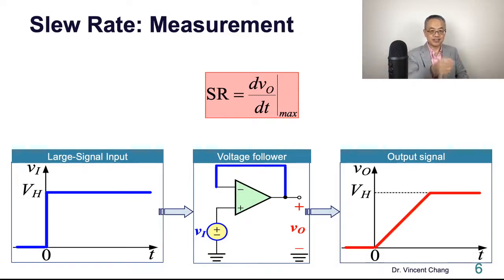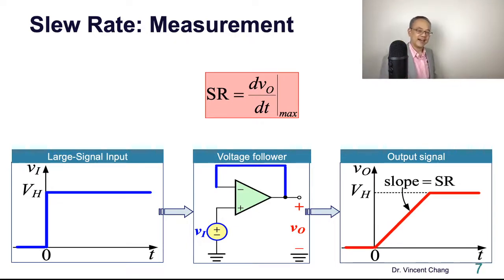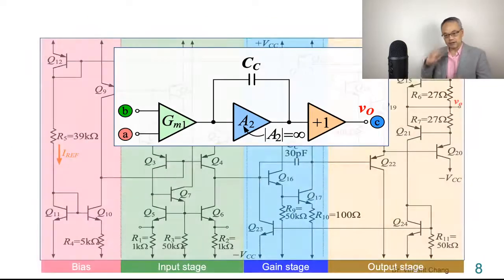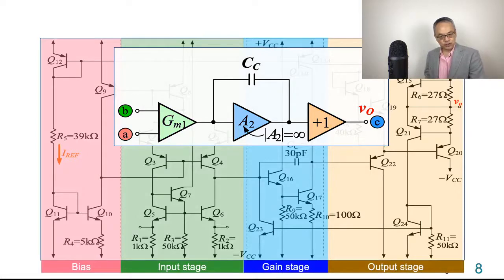I don't know exactly what happens, but I do know this first: it's going to be a linear ramp. And the slope of that ramp is defined as the slew rate. That's the large signal limitation. That's called slew rate. So now, I'm going to try to help you understand more. I can end this lecture here, right?